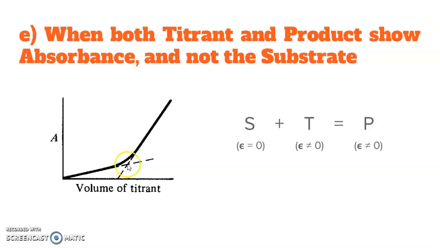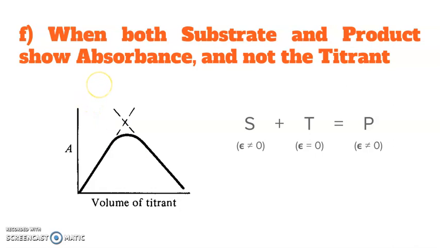Again, an extrapolation to get an intersection at one point to find out the endpoint on this particular x-axis at this particular point. The next case is when both the substrate and the product show absorbance.